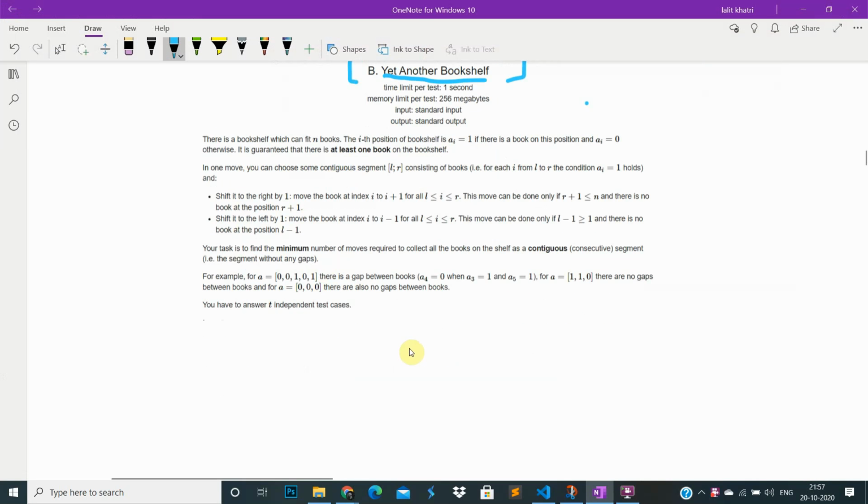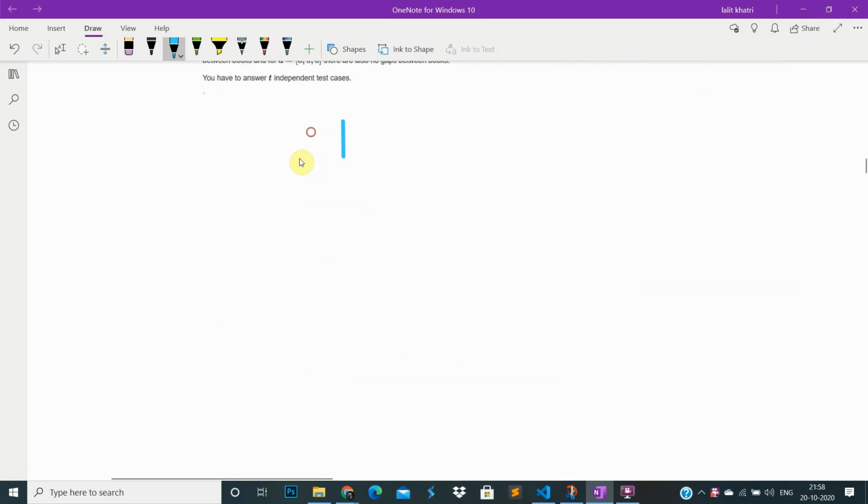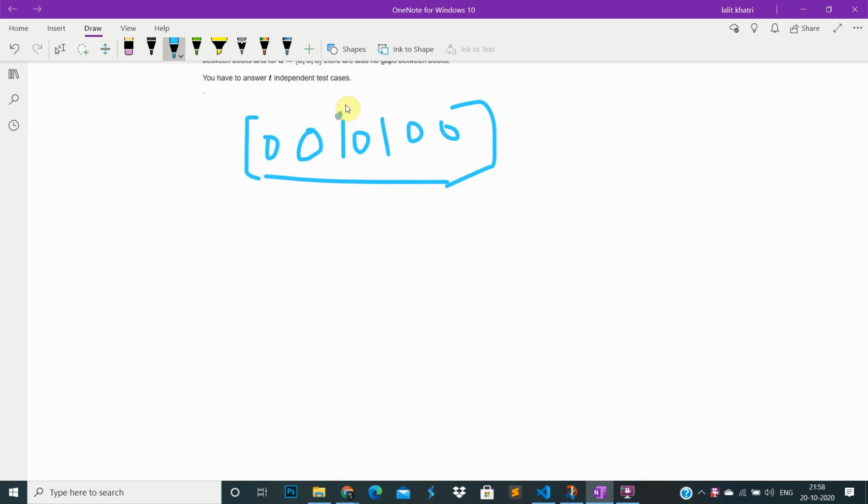We are just having some books. An array is given. If it is 1, then we have a book. If it is 0, then we do not have a book. So what do we do? We have to shift the ones so that all the ones are continuous. That's the idea behind the answer.